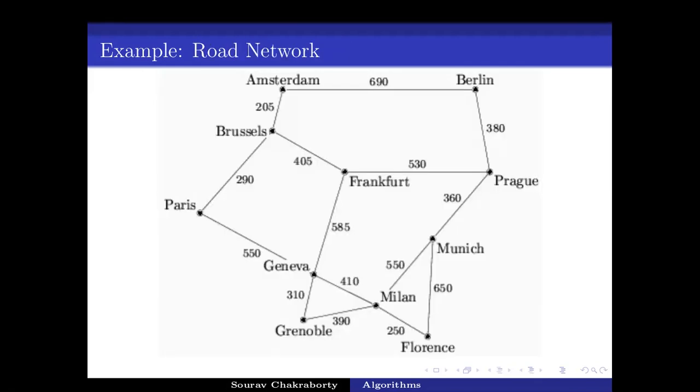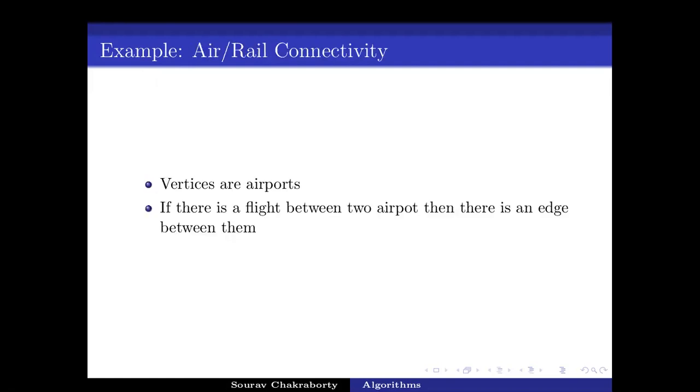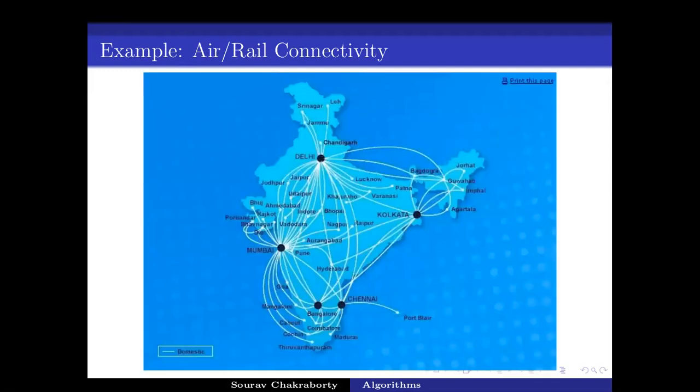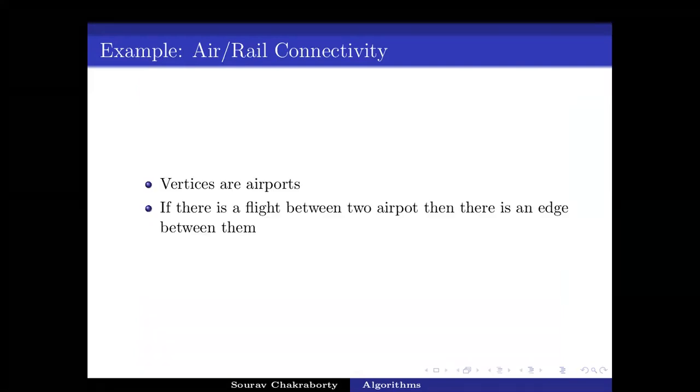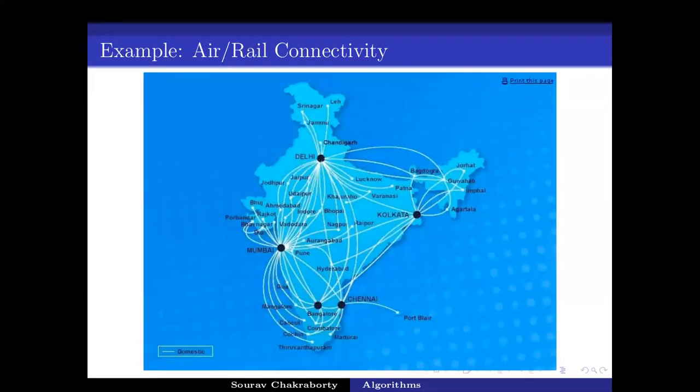Yeah. Similarly, like a road network, we can see rail connectivity and air connectivity, where vertices are airports, and suppose there are two airports and there are air services between them, so we put an edge. So this is an example of a possible air network.